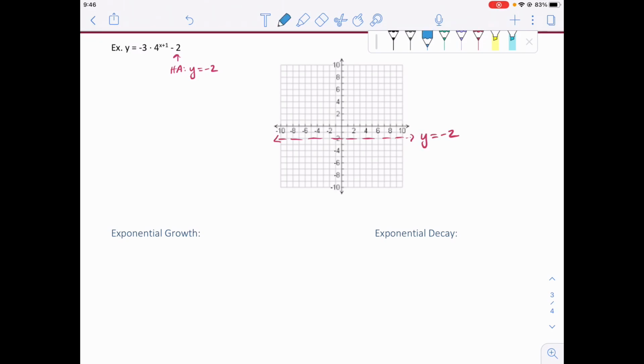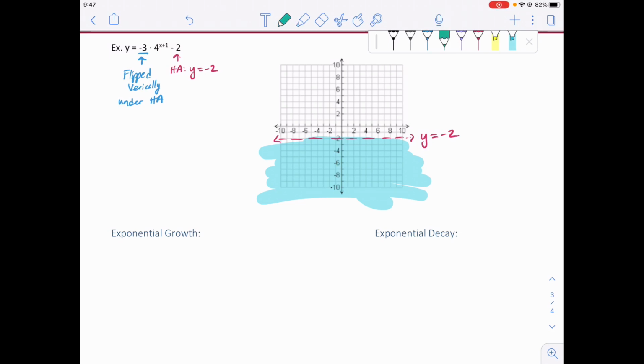The other big indicator here is this -3. This means we flipped vertically, which means we're going to be under the asymptote. That means we are going to live down here with this graph because we flipped over it.